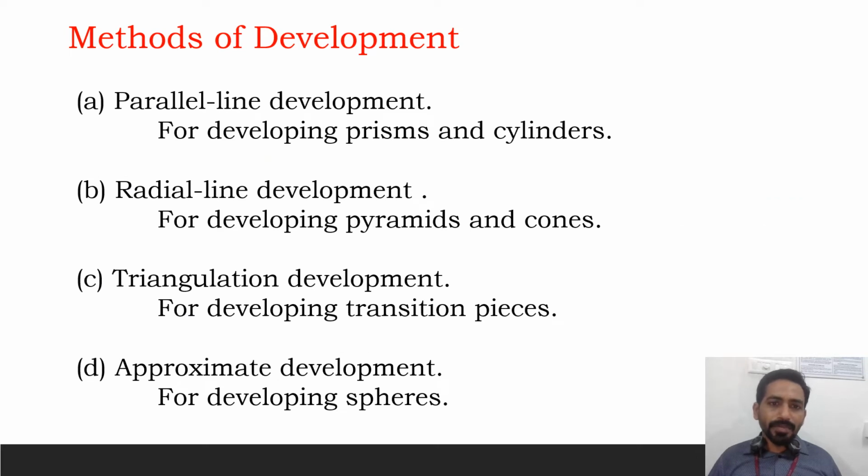Now we will discuss the methods of development. There are four categories. First one is called parallel line development for developing the prisms and cylinders. Second one is radial line development for developing pyramids and cones. Third one is triangulation development for developing transition pieces. And fourth one is called approximate development for developing spheres. In this video lecture, we only discuss the first two categories: parallel line development and radial line development.